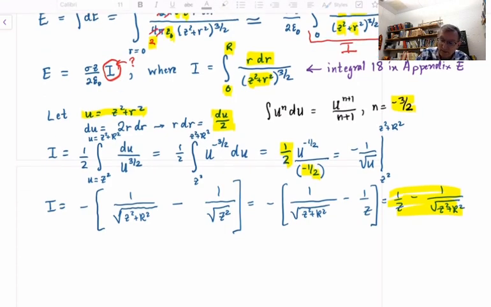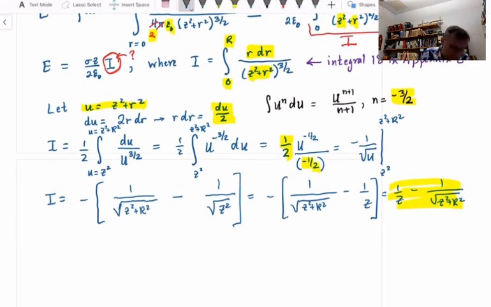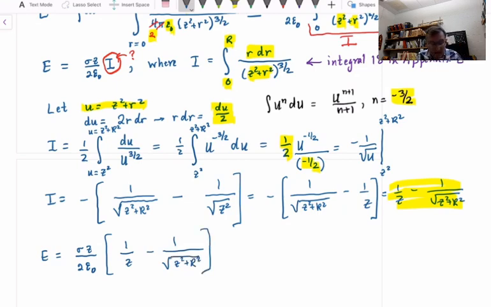Okay, and we've got the result. I'll write it down for E, the result for E. Okay, I had a sigma z over 2 epsilon 0 out front times I: 1 over z minus 1 over square root of z squared plus big R squared. Now, we could leave it that way, but most physicists would reduce this algebraically to make it a little bit simpler.